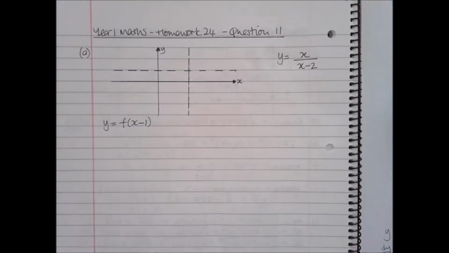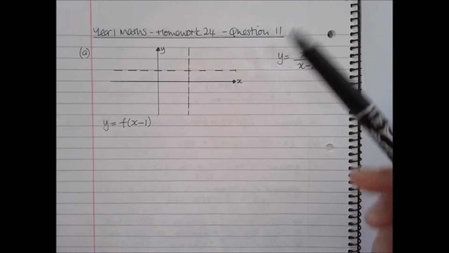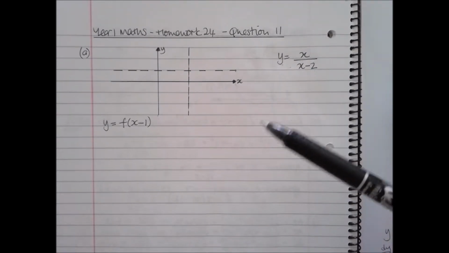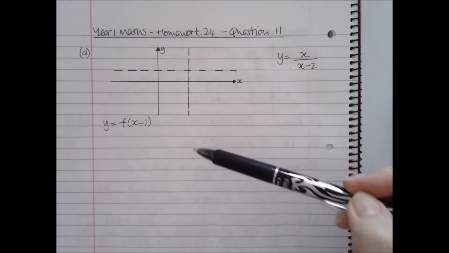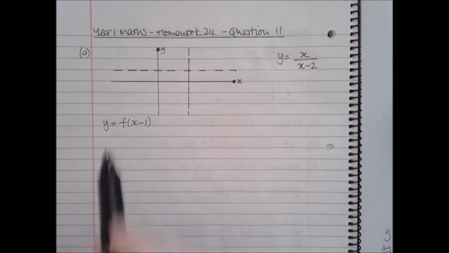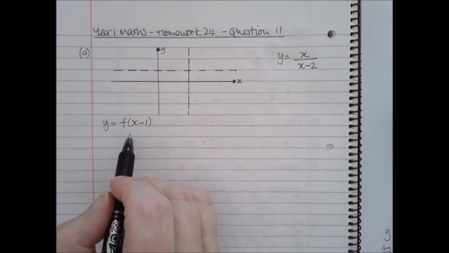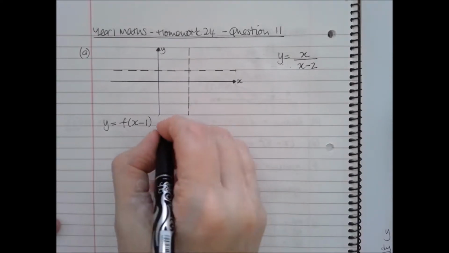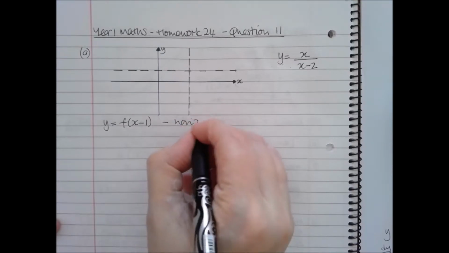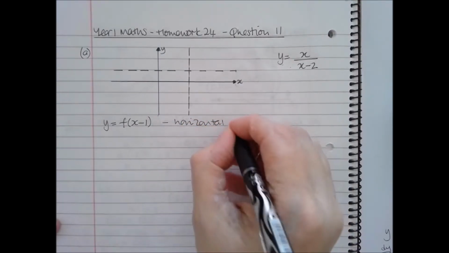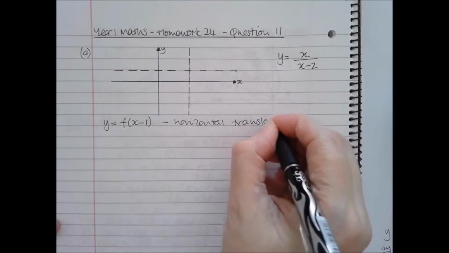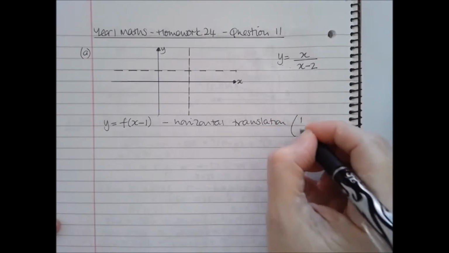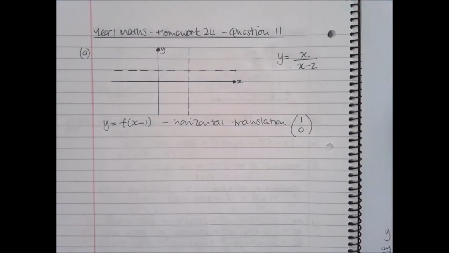So part A then gives us this curve y equals x over x minus 2, which has got asymptotes at y equals 1 and x equals 2, and asks us to sketch it under the transformation f of x minus 1. So this is a horizontal translation of 1 unit to the right.